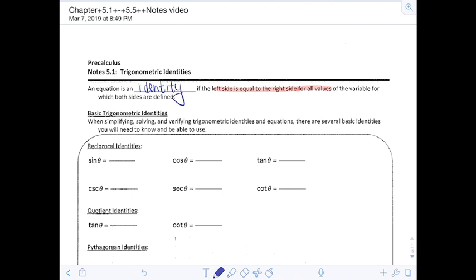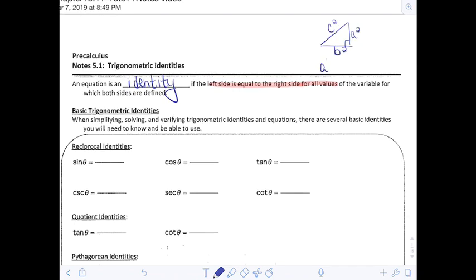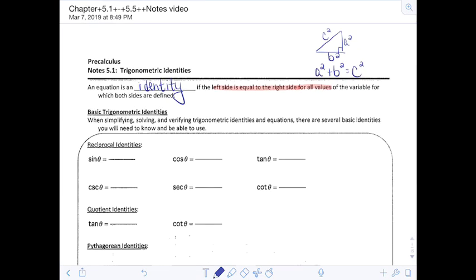One of the identities that you already know is the Pythagorean theorem. We know that in any given right triangle, a squared plus b squared equals c squared. You know that to be an identity for all values on that triangle.